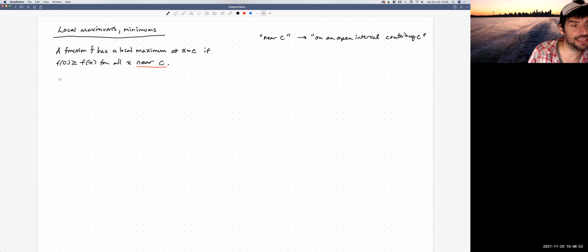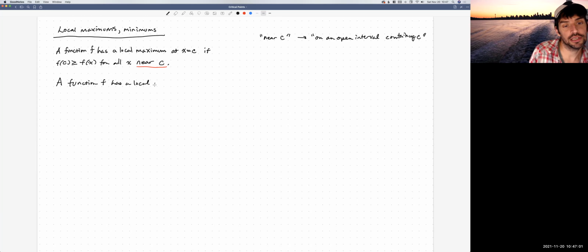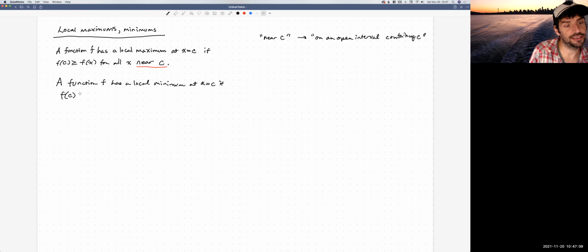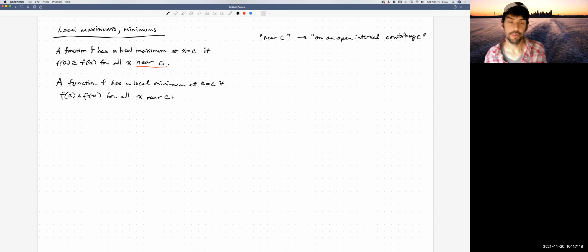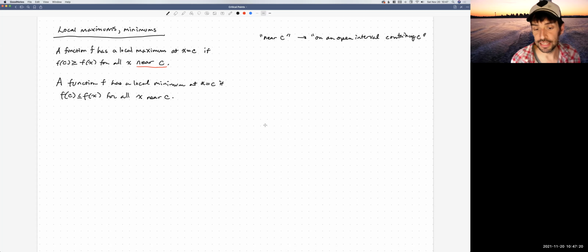Let's define a local min. We'll say a function f has a local minimum at x equals c if f of c is less than or equal to f of x for all x near c, right, with the same meaning. So what does this mean? Let's do a little sketch.